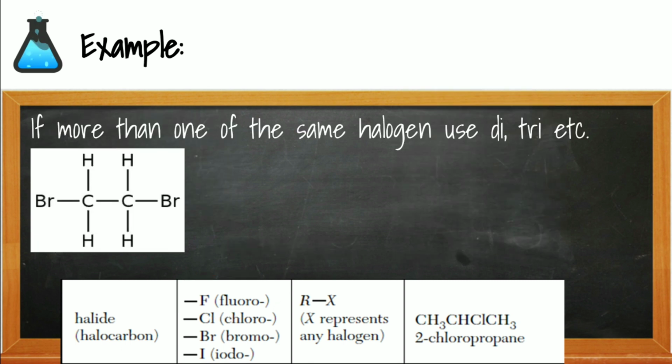Similar to other substituted groups, if we have more than one, we can use prefixes like di, tri, etc. So here we can see that we have the substituted group bromine, and we have 1 bromine on the first carbon and 1 bromine on the second carbon of this ethane molecule. This would be called 1,2-dibromoethane.